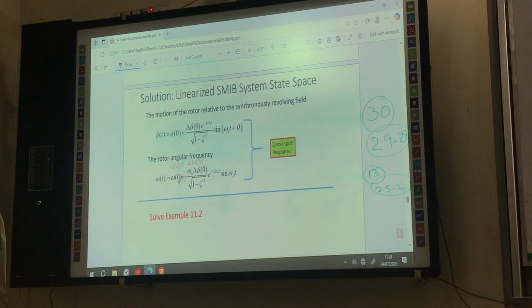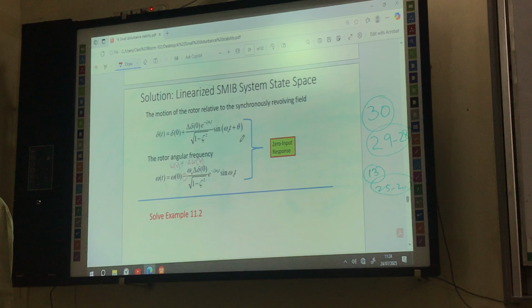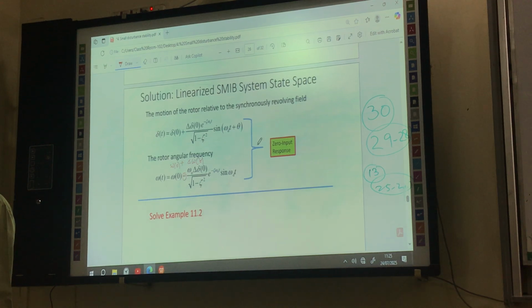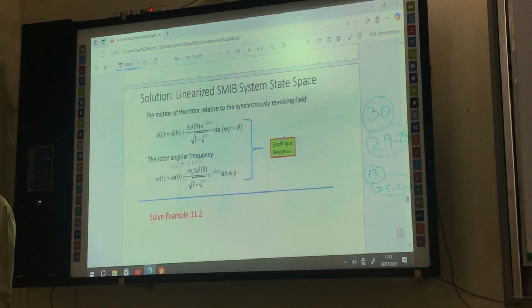This response is called zero input response. Do you know why? Because we didn't have any input, right? We didn't have any forcing function. So this is the zero input response, or the unforced response.